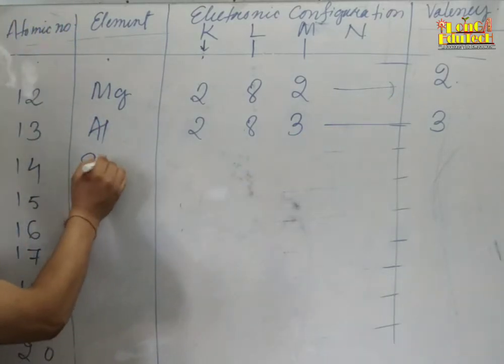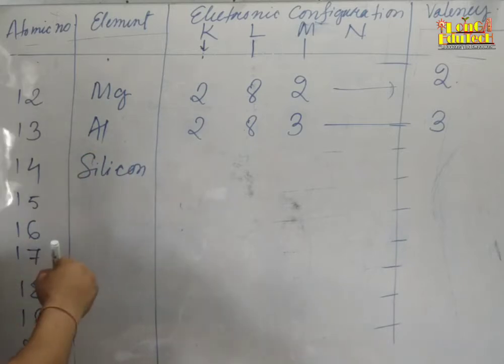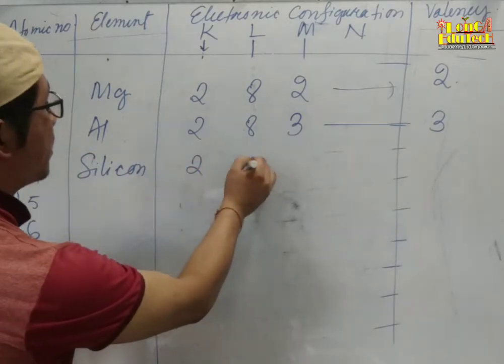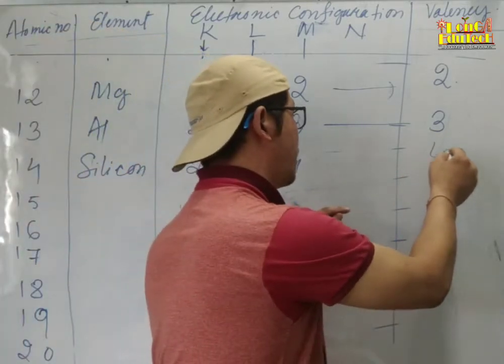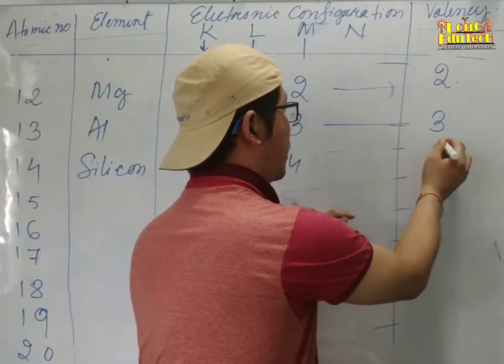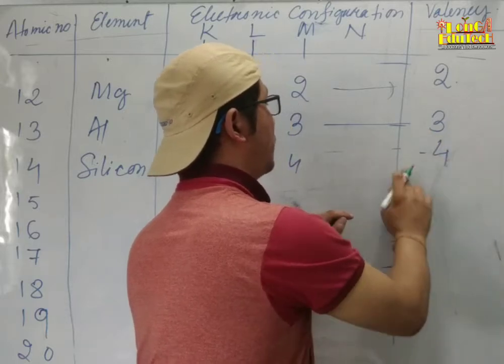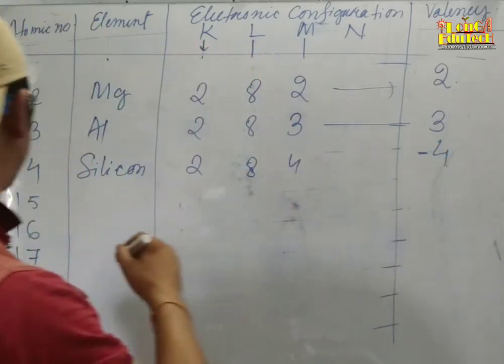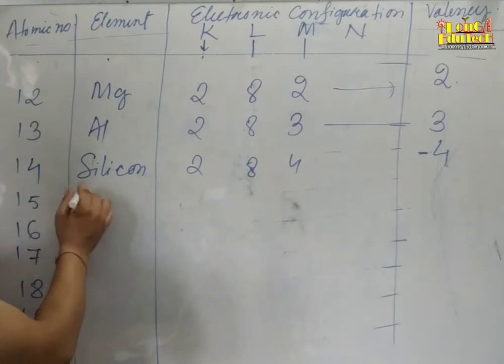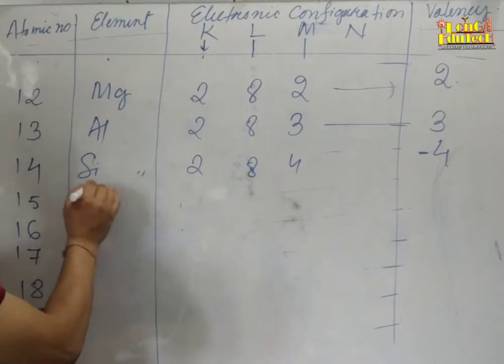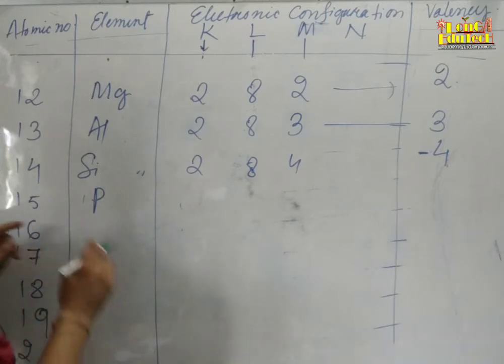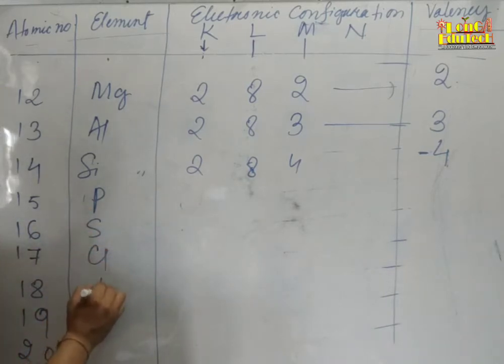And now comes silicon. Okay, silicon. So here it comes to 2, 8, and 4. Okay, so silicon will have valency 4. Okay, sure, it will also be minus 4 here. Okay, yeah. And next comes, after magnesium, aluminum, silicon, phosphorus. Silicon is Si. Okay, so phosphorus is P. We already learned about this one. Okay, silicon, phosphorus, sulfur, chlorine, argon, potassium, and calcium.